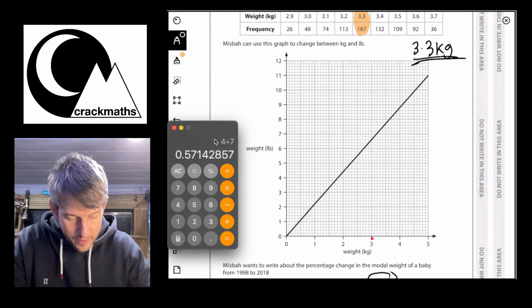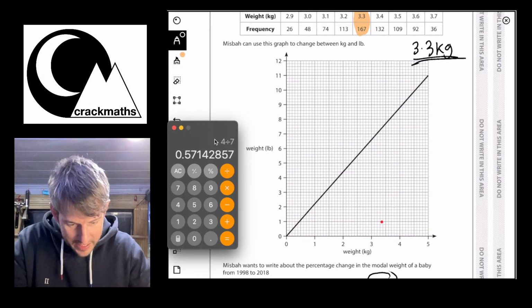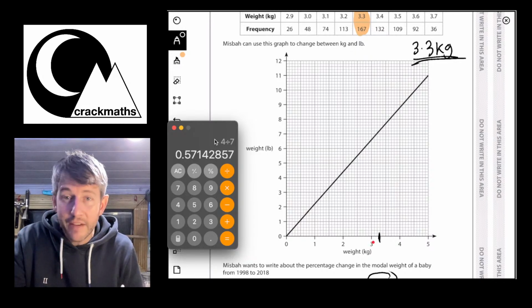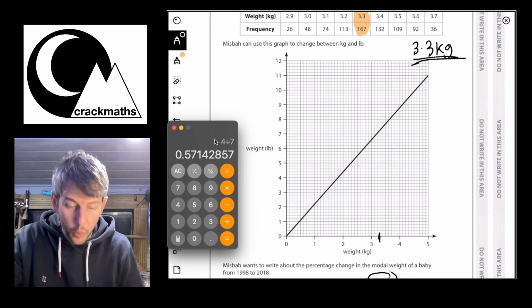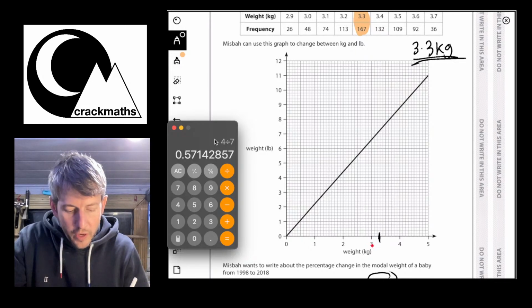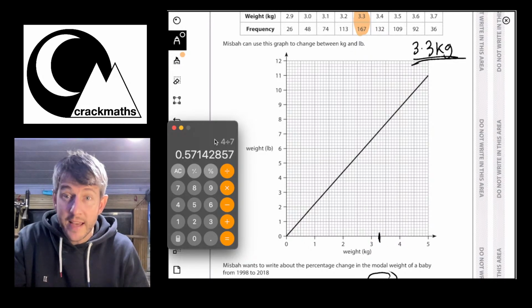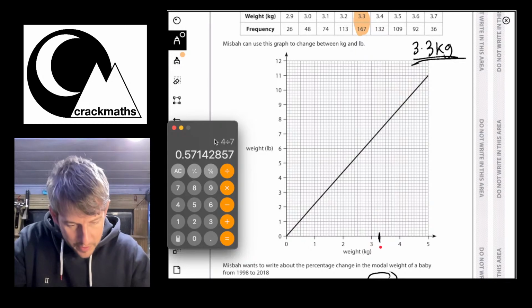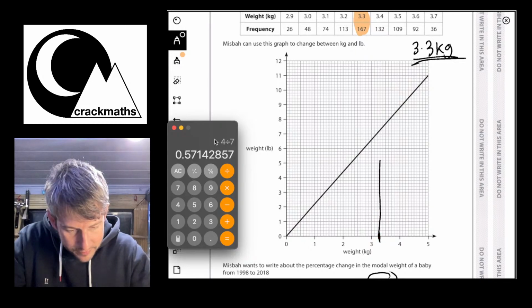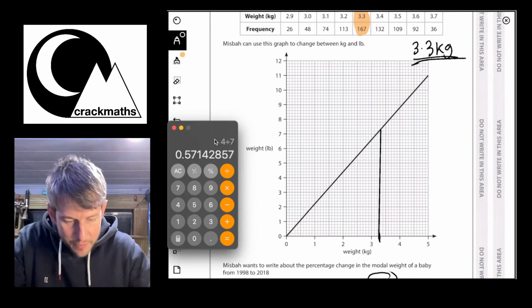Okay, so let's go here. We've got 3 kilograms here. We want 3.3 kilograms. They've very conveniently given us 1 square per point, okay, because we've gone up from 3 to 4 in 10 little squares. So I'm going to go up to here, read up to the graph. Okay, there we go. I can see that is going to be 7.1.